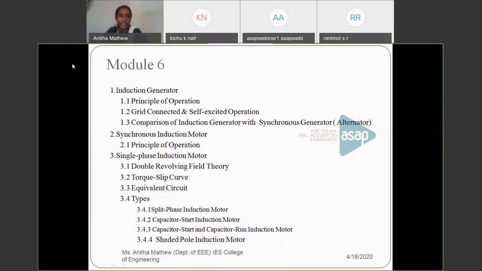The first topic is the induction generator, where the principle of operation, types, and comparison are mentioned in the syllabus. Then the synchronous induction motor, and the third one is the single phase induction motor. Some topics could not be covered in this session, so the rest of the topics will be covered in the next.